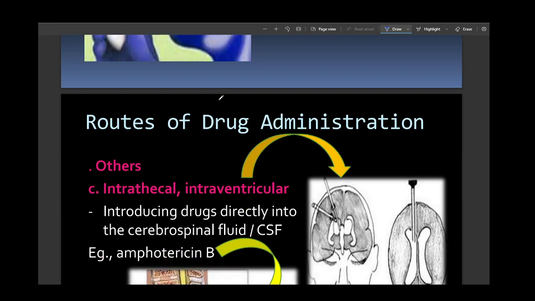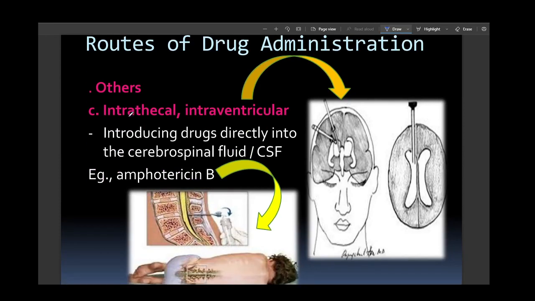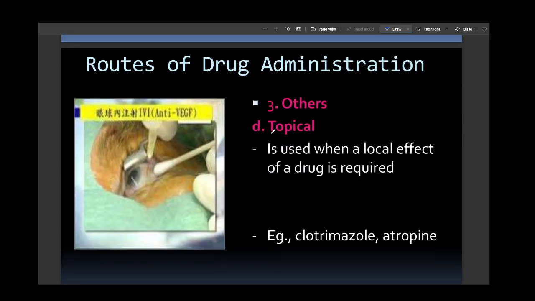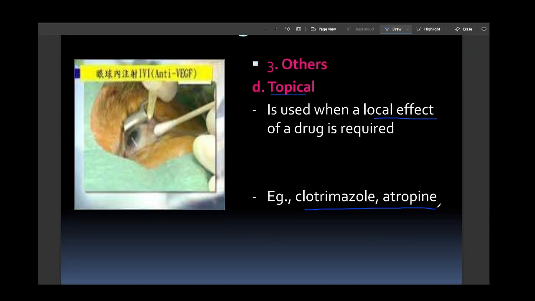Routes of drug administration. The third one in others is intrathecal or intraventricular, introduced directly into the cerebrospinal fluid. For example, in cancer patients, amphotericin B. Then there is the topical, meaning on the skin, where the local effect of the drug is required. Clotrimazole, atropine, it is used for fungal infections. Fungal, pertaining to the fungus.